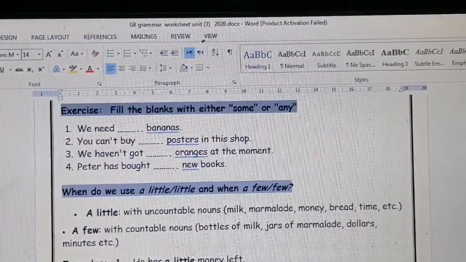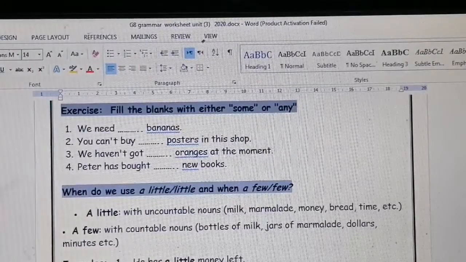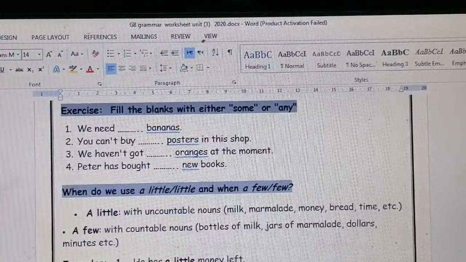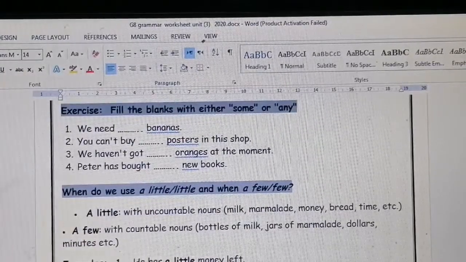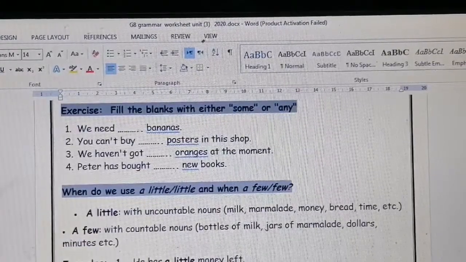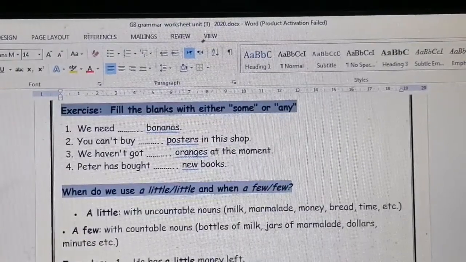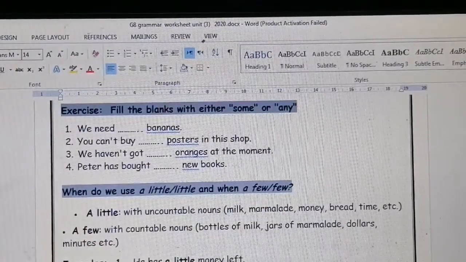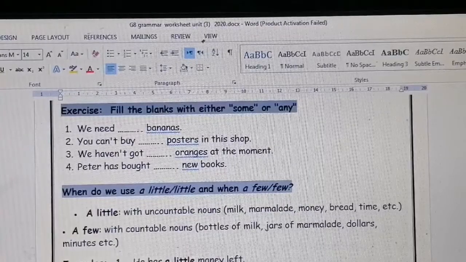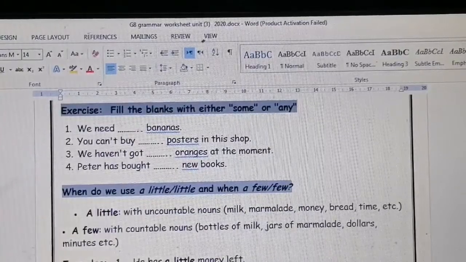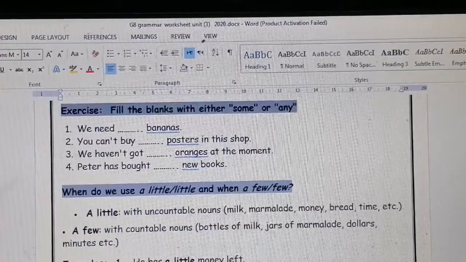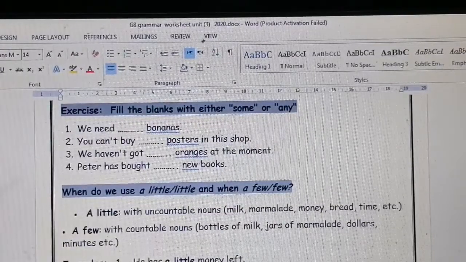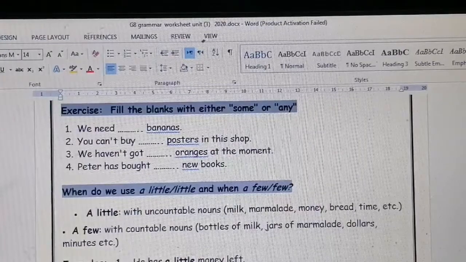Deal? Number 3, we haven't got oranges at the moment. What do you think? We haven't got. We are going to put any. Yes, excellent. That's correct. Number 4, Peter has bought new books. Okay? We are going to say some or any. What do you think? Yes, good job. Some new books.